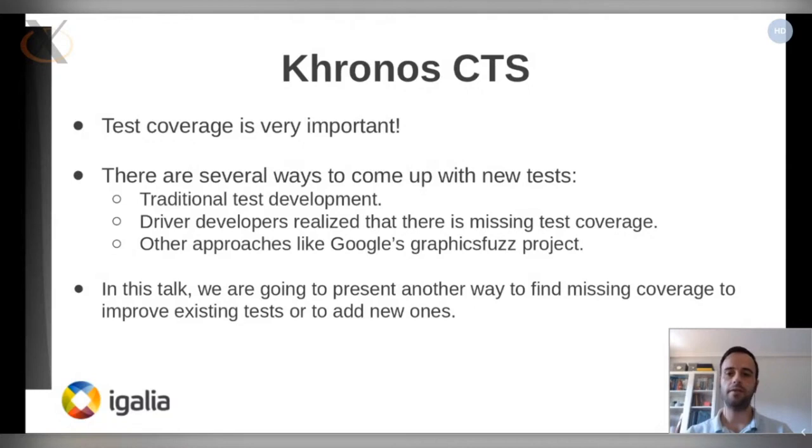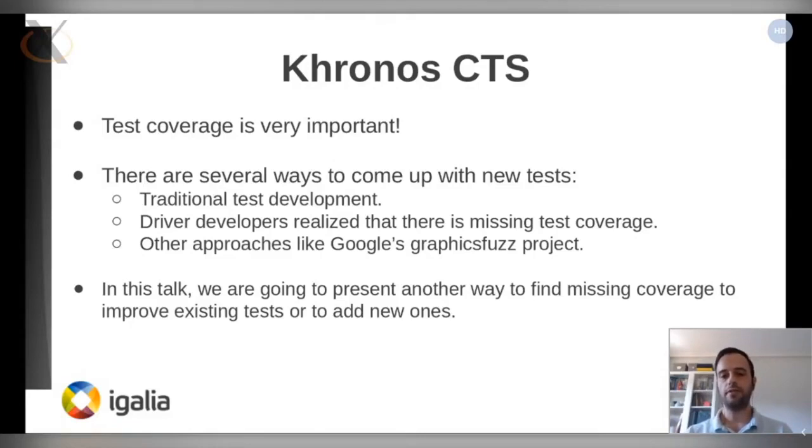There are several ways to come up with new tests. First, we have the traditional approach, which is doing the normal test development, like, for example, developing tests for new extensions. Then there is another way, which is when the driver developers realize that there is missing test coverage in CTS. For example, we collaborate with our colleagues at Igalia that develop the graphics drivers for the Raspberry Pi 4 in order to develop the CTS tests for the gaps they found in the coverage.